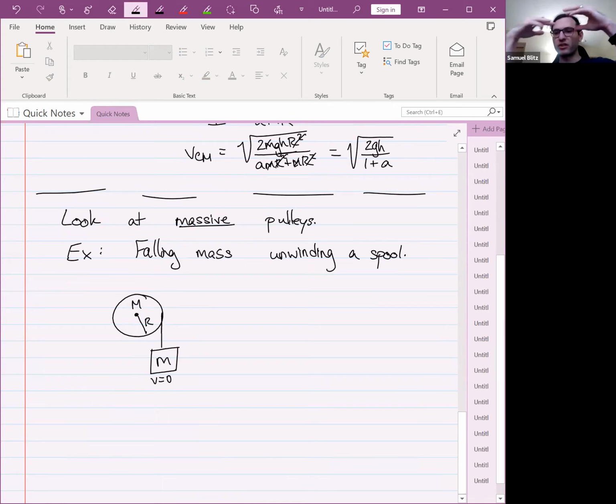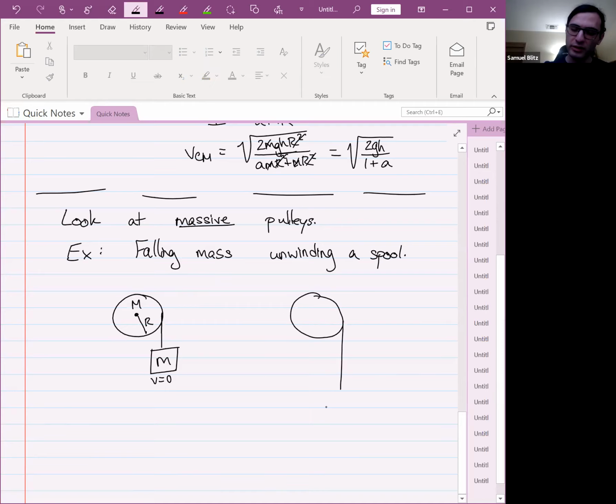Now, neglecting friction on the axle and so on, the mass is going to drop, but the speed that it drops at will be affected by the mass of the spool itself. Because if the spool is really heavy, it'll take a lot of force, a lot of energy to get it spinning, because any amount of motion of the spool will have a lot of rotational kinetic energy. So this is the before case.